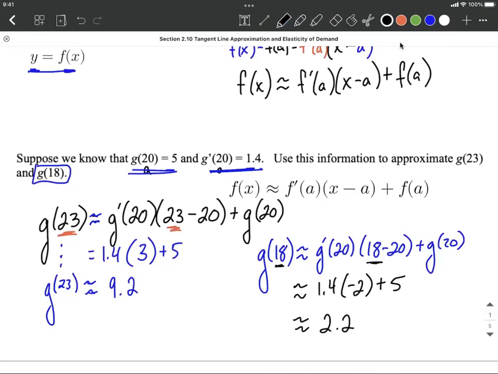Now, how good of an approximation these are, we're not really sure on this function. We've just been given a little bit of information on g of x. But the closer these values are together, the better the approximation. You'll notice they did choose a couple of values: 23 was fairly close to 20, and 18 was fairly close to our 20 as well. But the closer the better, as far as getting a better and better approximation.